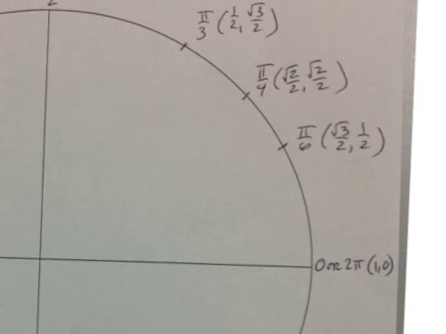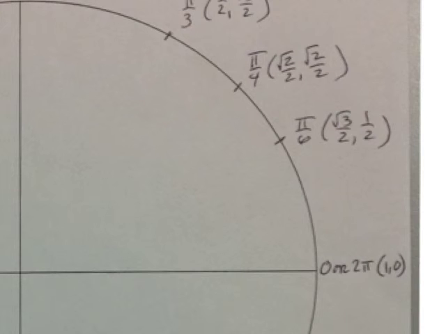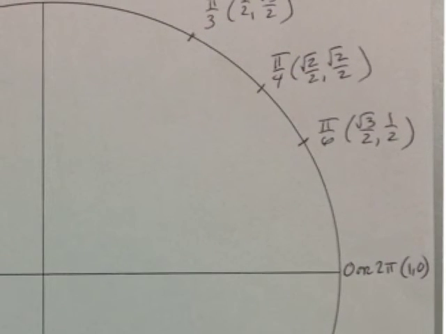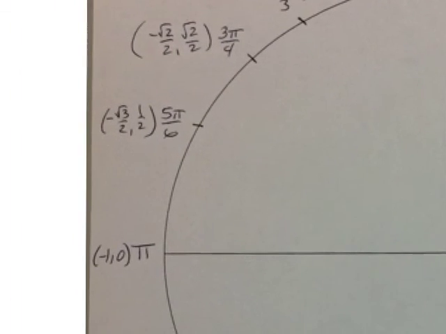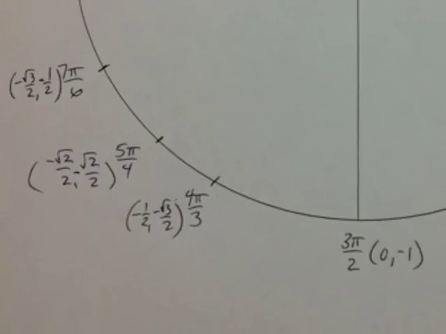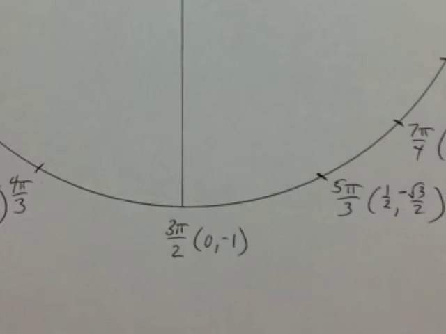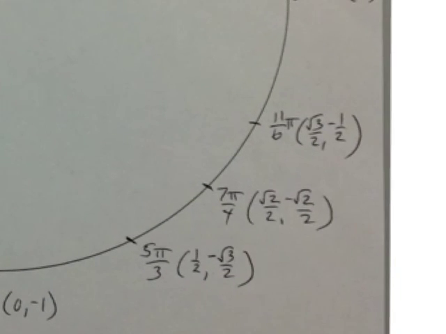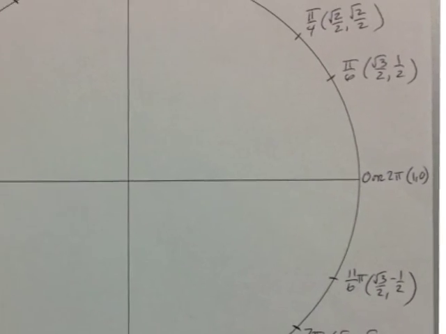Now the pi over 6s. Let me give you my little hint for the pi over 6s. Notice all the pi over 6s here. This one's root 3 over 2, 1/2. This one's root 3 over 2, 1/2. Here's another pi over 6, root 3 over 2, 1/2. Pi over 6, root 3 over 2, 1/2. Okay, so that's the first thing.